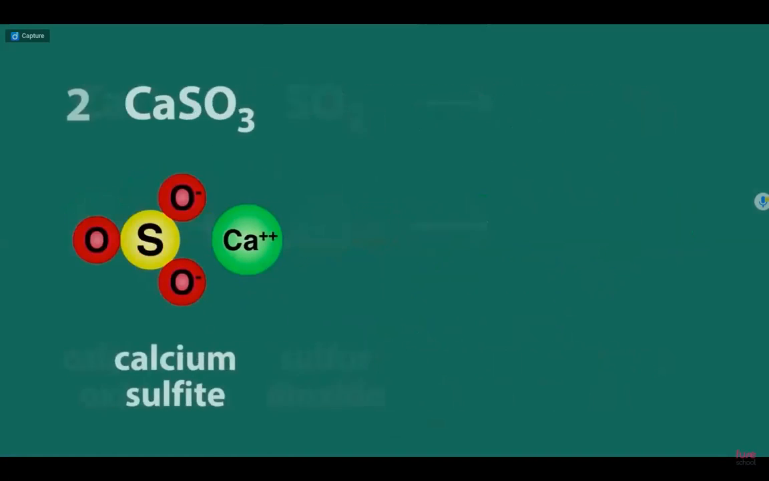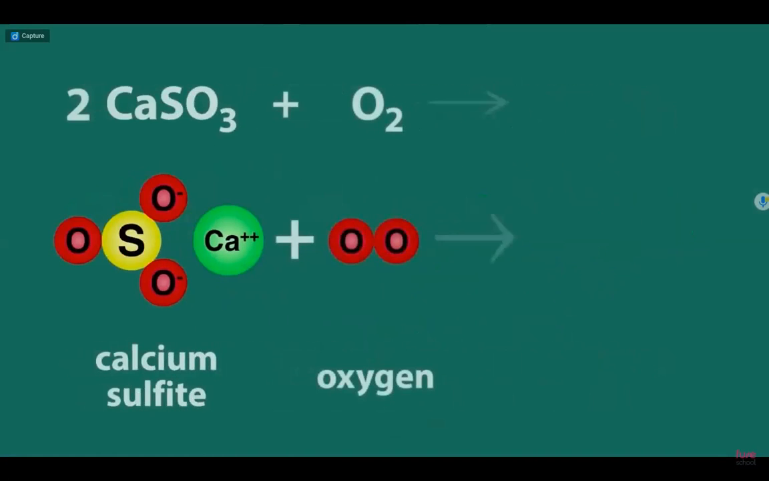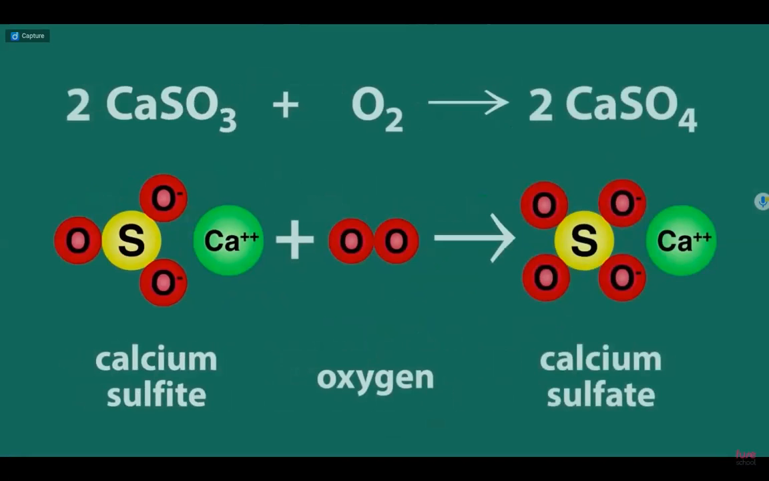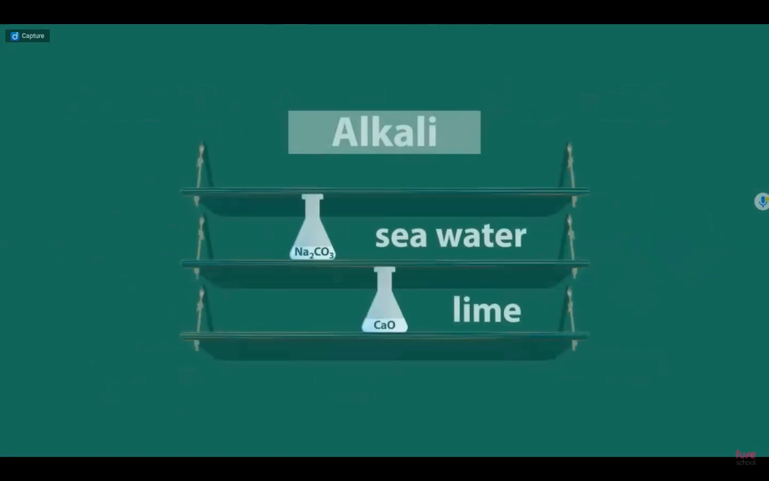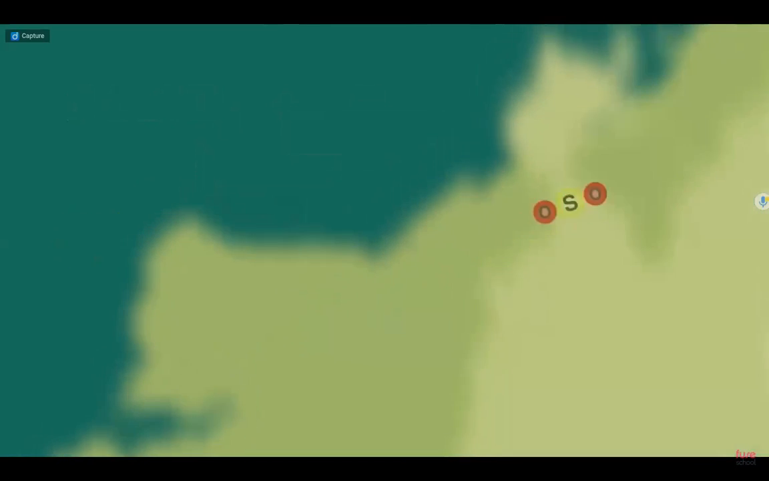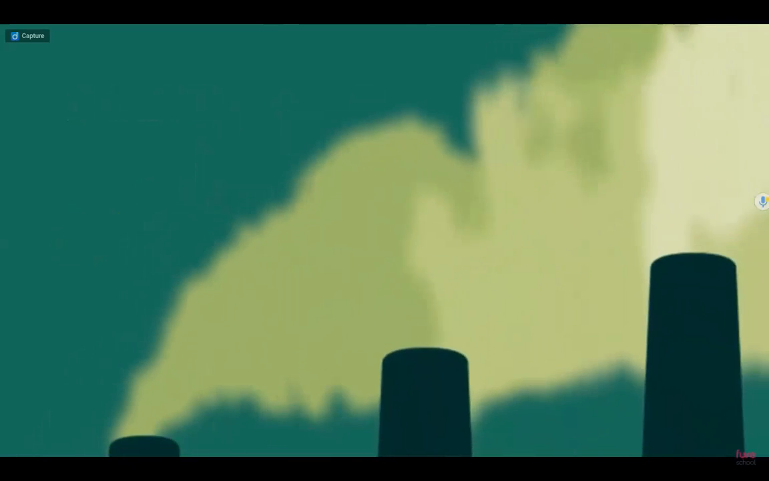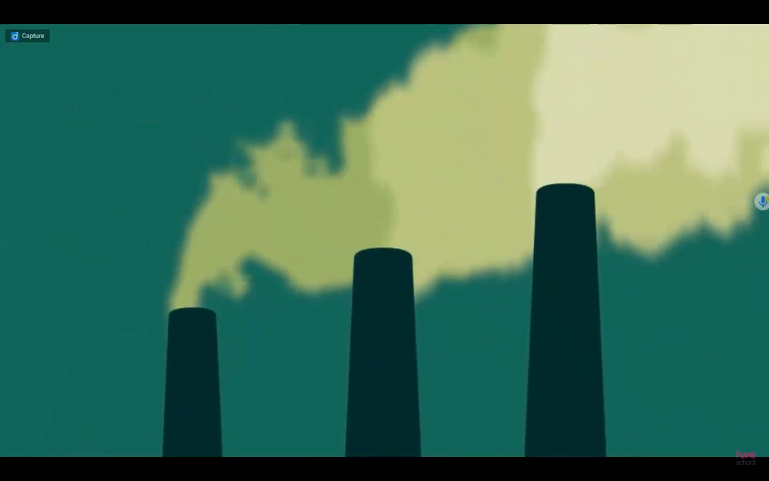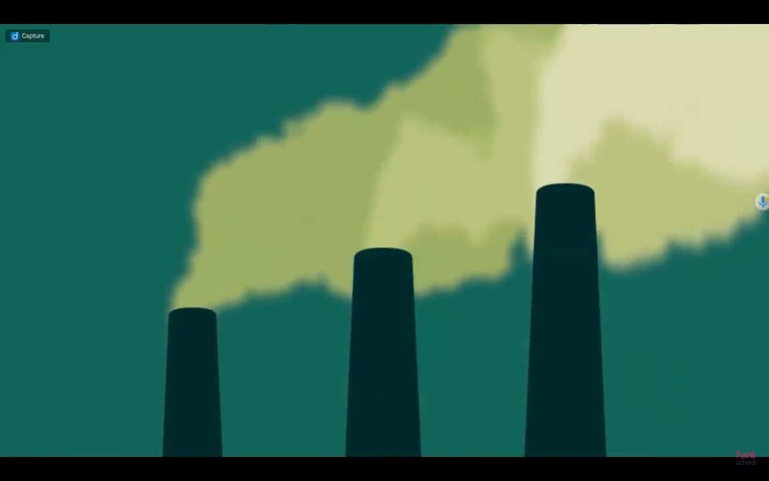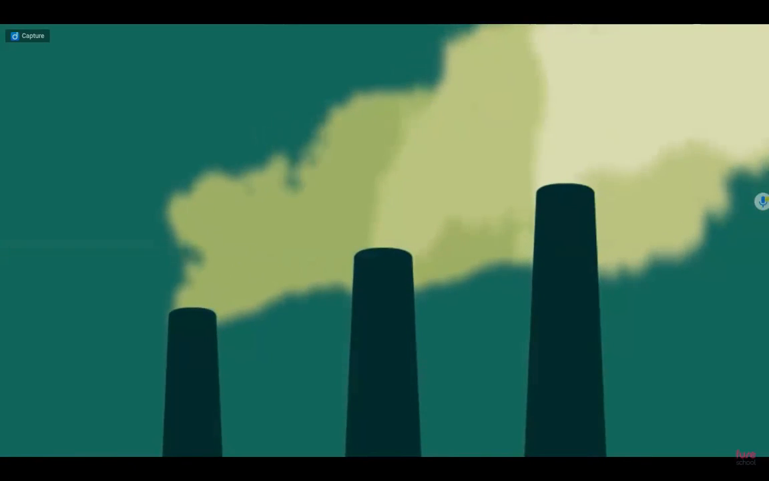The sulfite can be reacted with oxygen to make gypsum, calcium sulfate, CaSO4, which is the main ingredient of wall plaster. These scrubbers have greatly reduced our sulfur emissions and given many countries much cleaner air, but it does reduce the efficiency of the power station, maybe by as much as 10%, thus increasing the cost of the electricity.